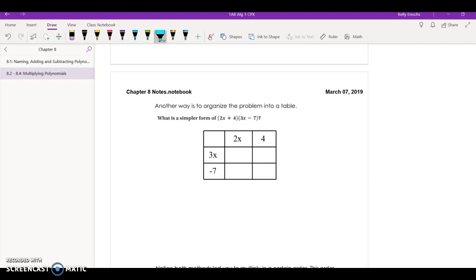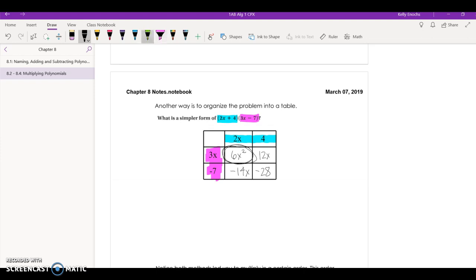The first other way to talk about binomials times binomials is to organize them into a table. So you'll see that I took my first binomial here and I put it in separate columns for the top rows, and then I take my second binomial and I put it in separate columns on the side. Then when you go to multiply those two terms together, in this box we would do 2x times 3x because those are the two monomials that are around that box. So 2x times 3x is 6x squared. If we proceed down, we do 2x times negative 7, that's negative 14x. 3x times 4x is 12x, and then 4 times negative 7 is negative 28.